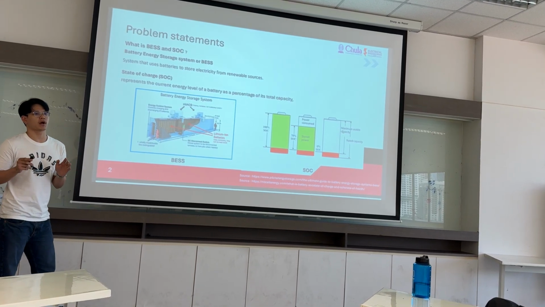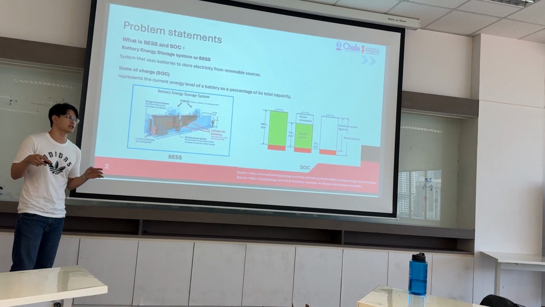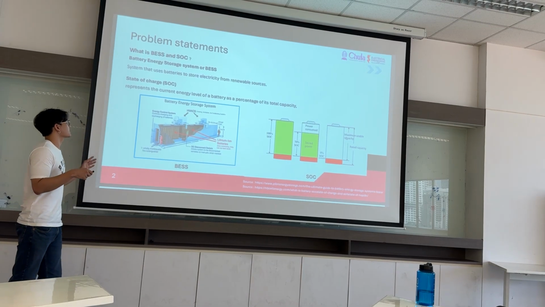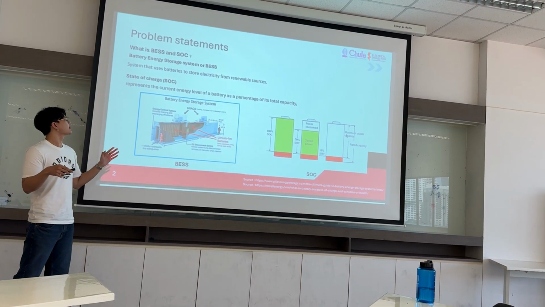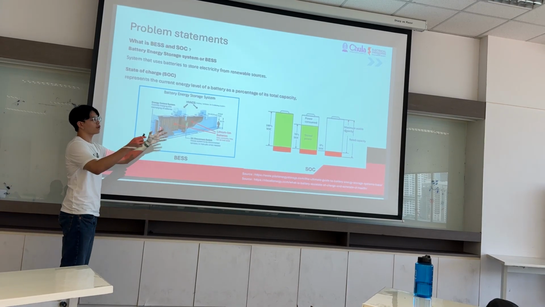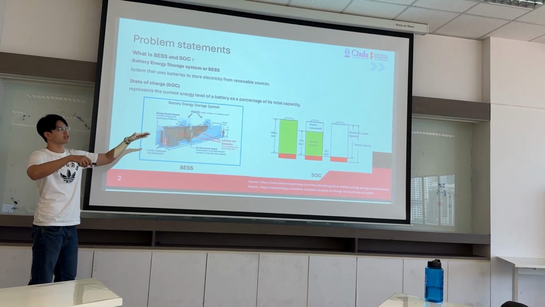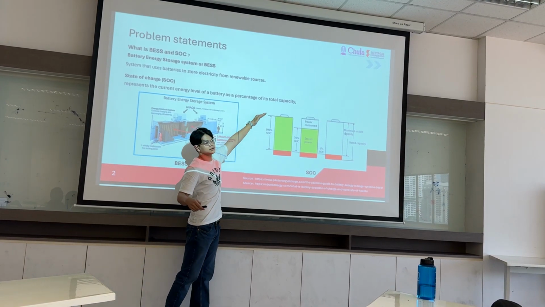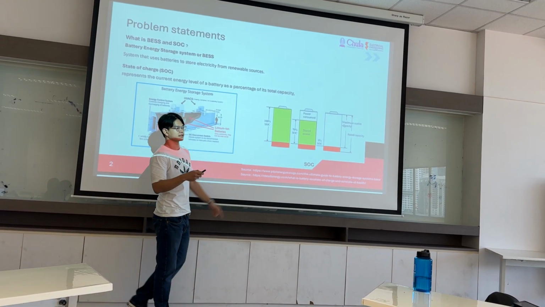Next is our problem statement. I'm going to mention first what a BSS and what an SOC is, because they are going to appear all through my slides. First, BSS is a battery energy storage system. It's a system that uses a pack of batteries to store the energy from the renewable resource. The state of charge shows the total capacity that is contained in one single battery.